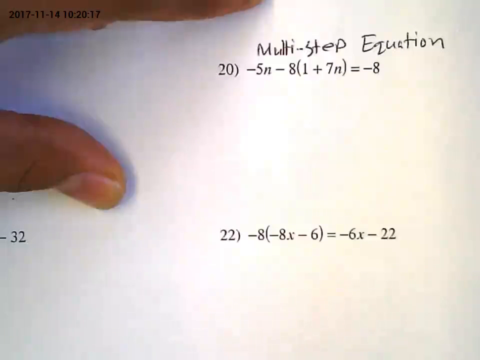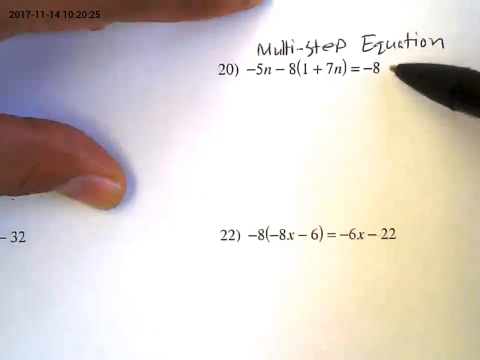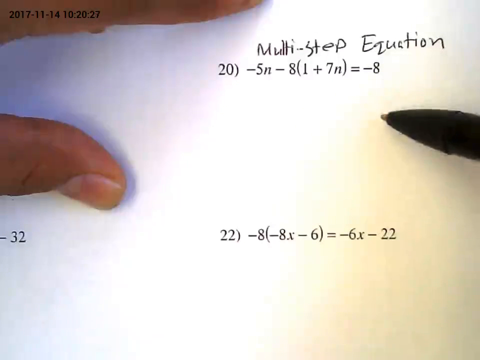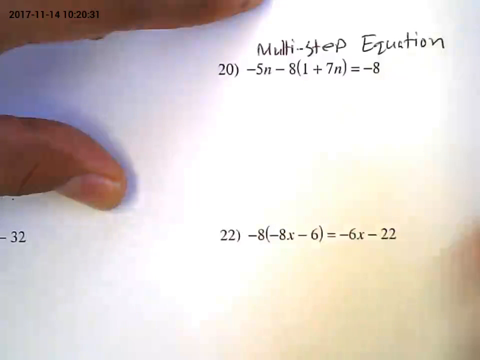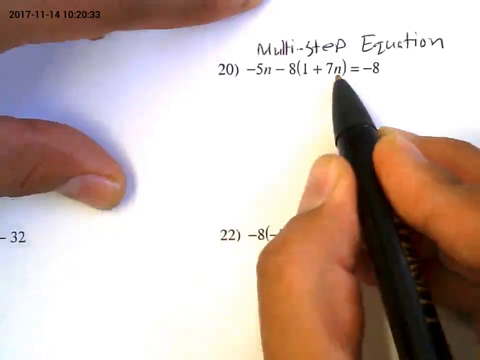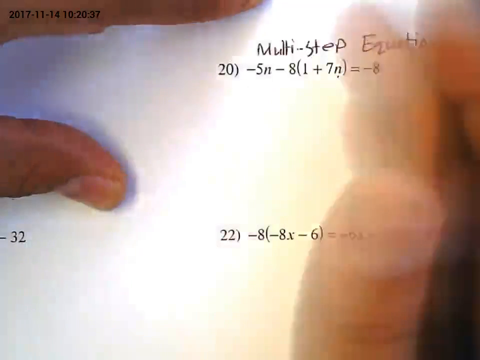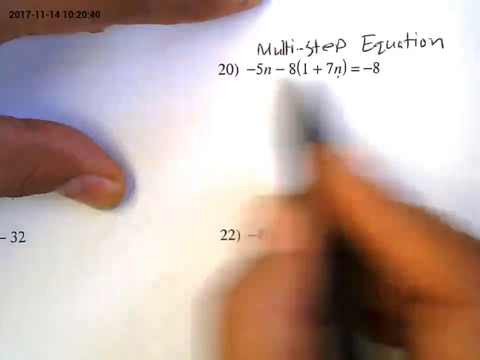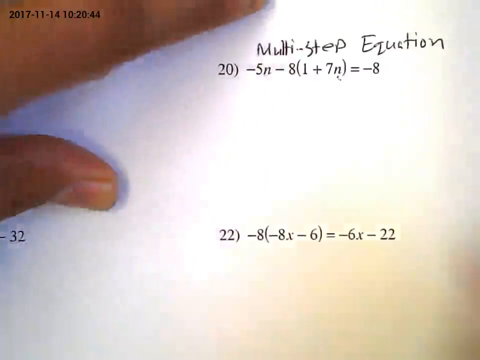The reason we call it a multi-step equation is because it has more than two steps. To solve it, we need to go through more than two steps. At the end of this problem, we need the variable, which is n in this case, alone. So we need the n alone. So we need to get rid of all the numbers around the variable n. Let's see, what could we do?